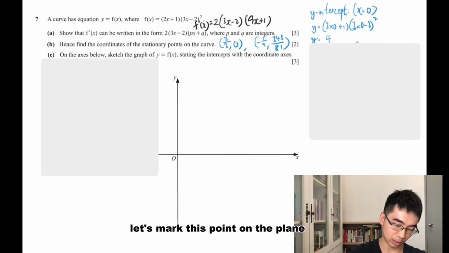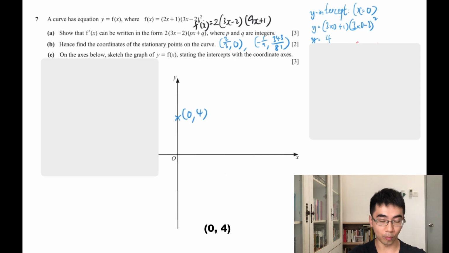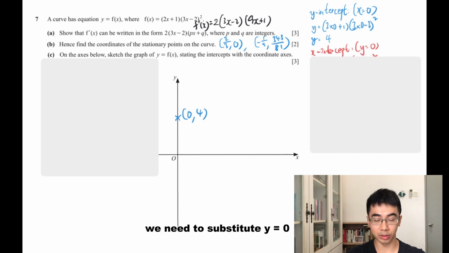So let's mark this down on the plane. It should be somewhere like here, right? x is 0, y is 4. Okay. And next, for the x-intercept, we need to substitute that y to be 0.